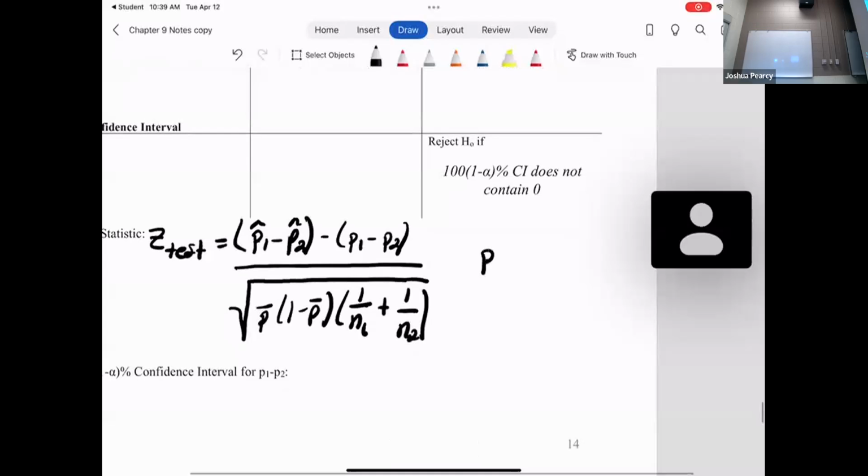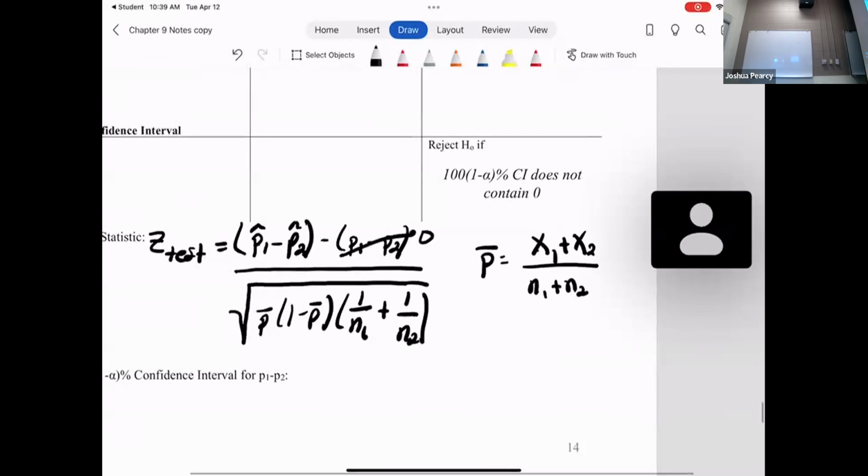And recall what I just said on the previous page, that P bar was the pooled proportion. So it was the number of people in the total sample that possess some certain characteristic of interest divided by the total number of people in the sample. Can that be simplified anymore? Yeah, under the null hypothesis, this is 0, so this goes away. So you're just left with the difference between the two sample proportions divided by the corresponding standard error.